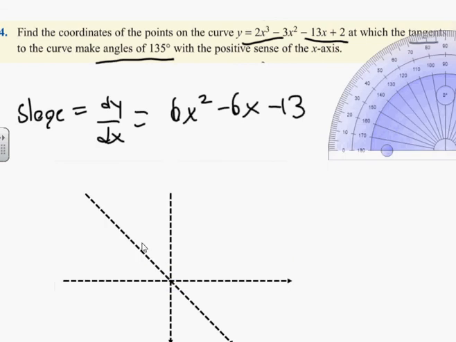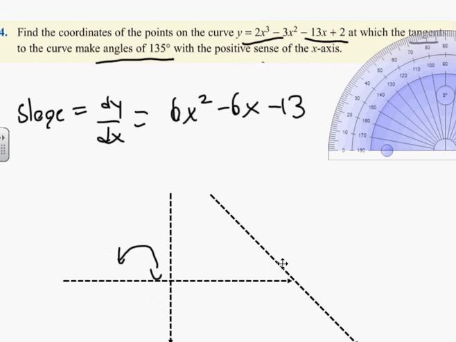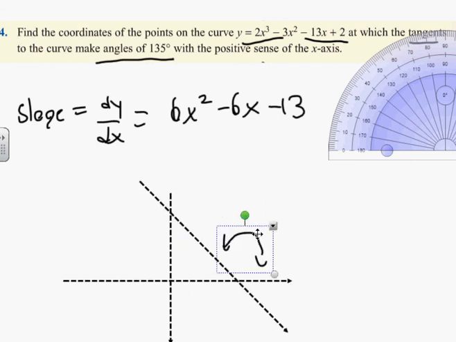So if I move this line like this, any line like this, do you see the way it makes a 135 degree cut with the x-axis? Yeah. It doesn't matter where I move it to. It can be all the way over here or it can be all the way over there. Okay, so let's, for argument's sake, say that it's here. Okay, so that's our 135 degrees.